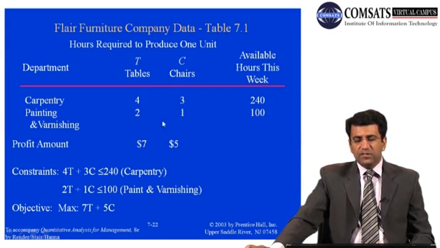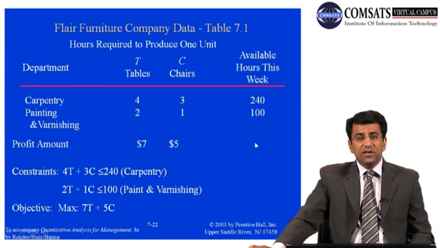And again, what is this table about? If they produce one table, there will be some time constraints for the carpentry department and painting department. If they produce one table, the carpentry department will take 4 hours and the painting department will take 2 hours in order to produce one table. Similarly, the carpentry department will take 3 hours and the painting department will take 1 hour in order to produce one chair.